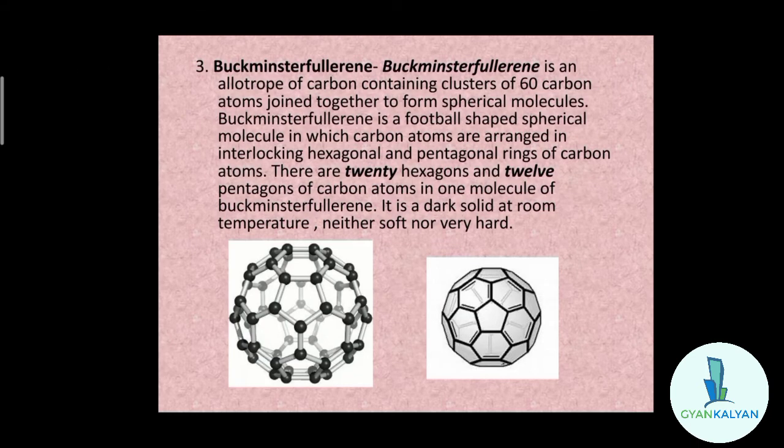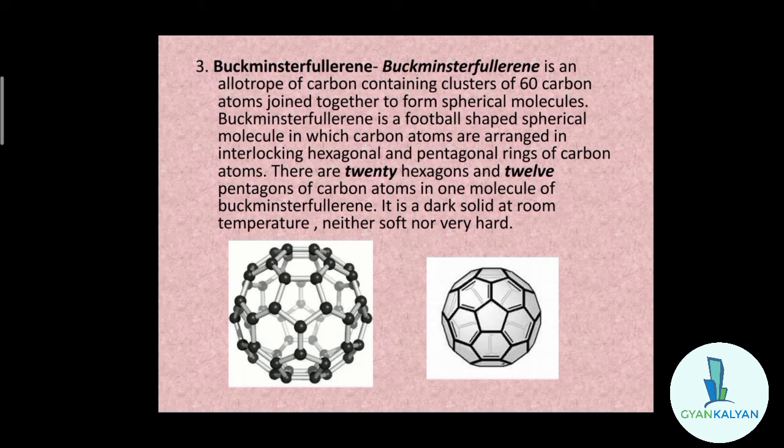So the third allotrope of carbon is Buckminsterfullerene. Buckminsterfullerene is an allotrope of carbon containing clusters of 60 carbon atoms joined together to form spherical molecules. So this is a new allotrope, and in Buckminsterfullerene there are a total of 60 carbon atoms joined together to form a spherical molecule. It mostly looks like a football. You can see in the diagram how the carbon atoms are joined to form a spherical molecule.